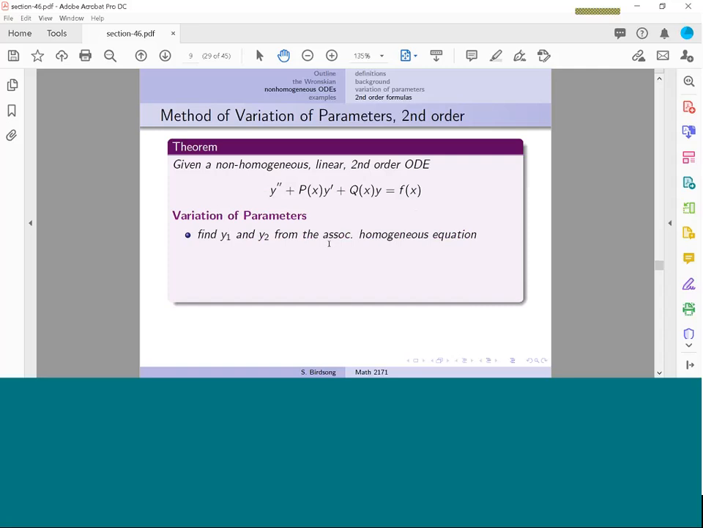Okay. So, variation of parameters. First thing you do is you find your 2 solutions from your associated homogeneous differential equation. We're going to have some examples for this, and all of our examples are going to have to be where we look at the associated homogeneous differential equation, and it would have to have constant coefficients.